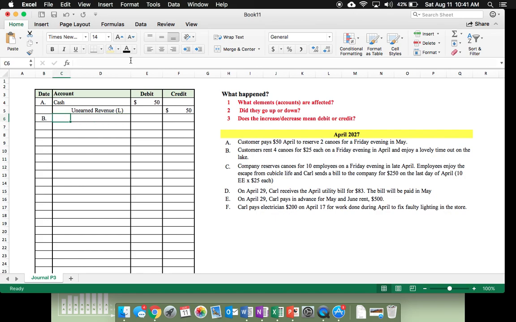Letter B. Customers rent 4 canoes for $25 each on a Friday evening in April, and they enjoy a lovely time out on the lake. So Carl receives cash. So increase in cash. We're going to debit cash. 4 canoes, $25 a piece, so $100 he has received in cash. Has he earned revenue here? And the answer is yes. He has earned revenue.